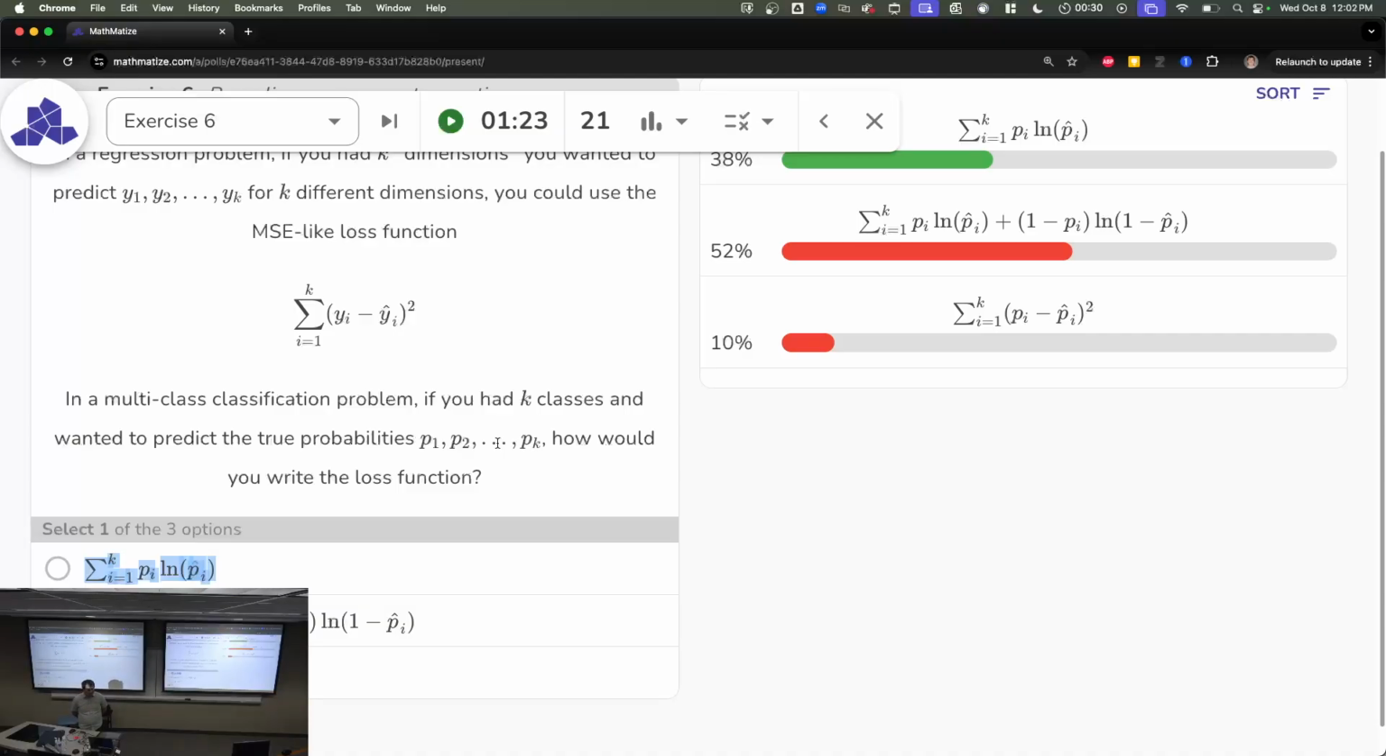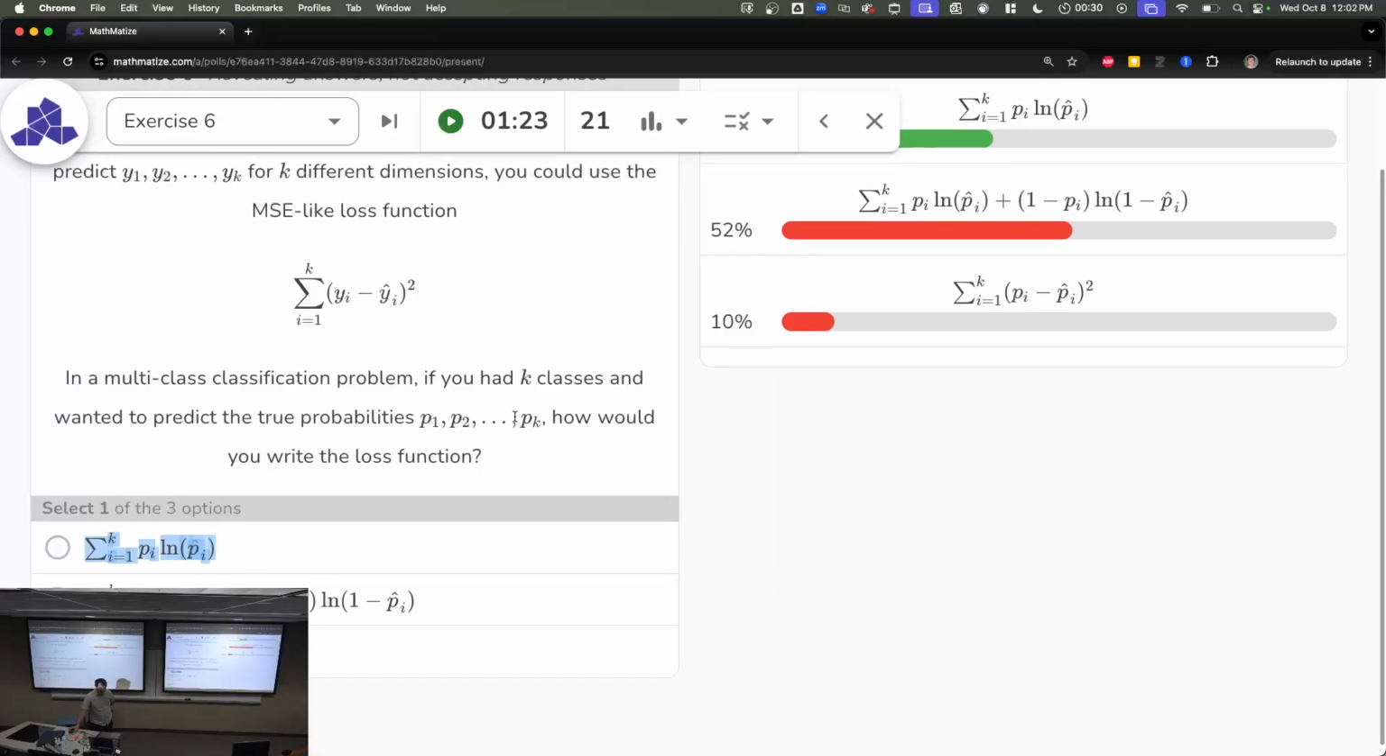Should we change the p hat? No, the letters are correct. The p's and the p hats are in the right spot. It is the sum from i equals 1 to k of p_i times the log of p hat_i. That is all correct. But there's something that's not. There's a way in which this thing is different than the sum of the squares. It should be minus. Yeah, very good.